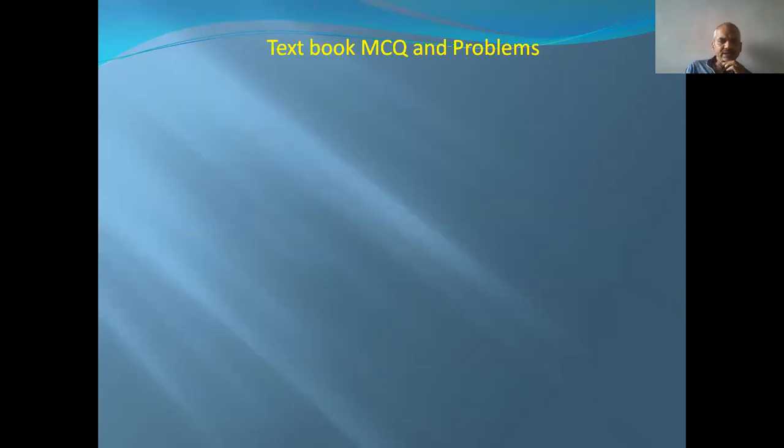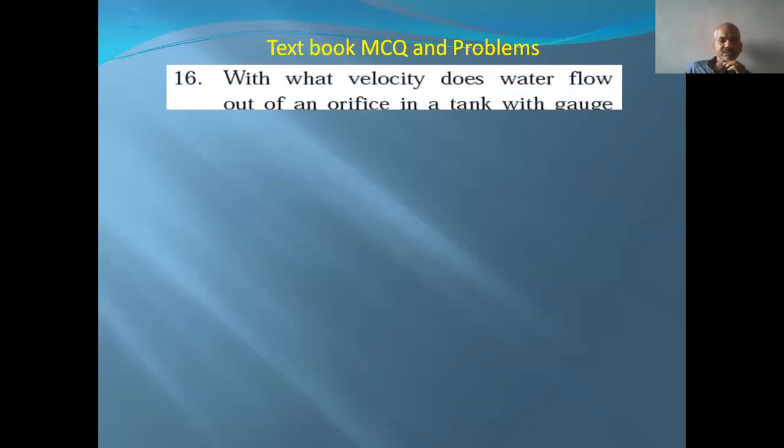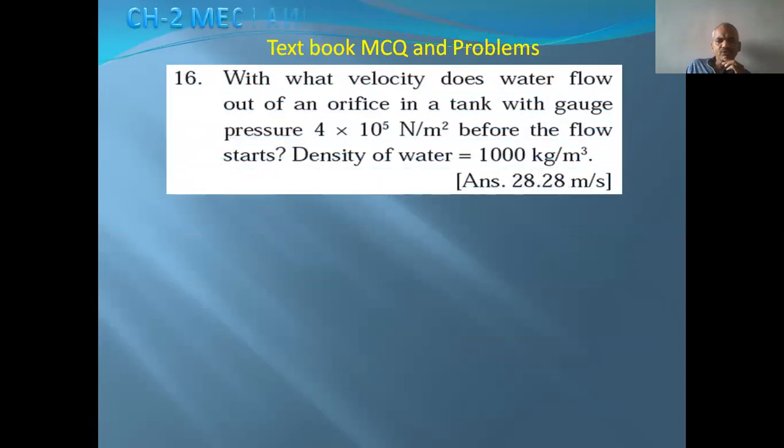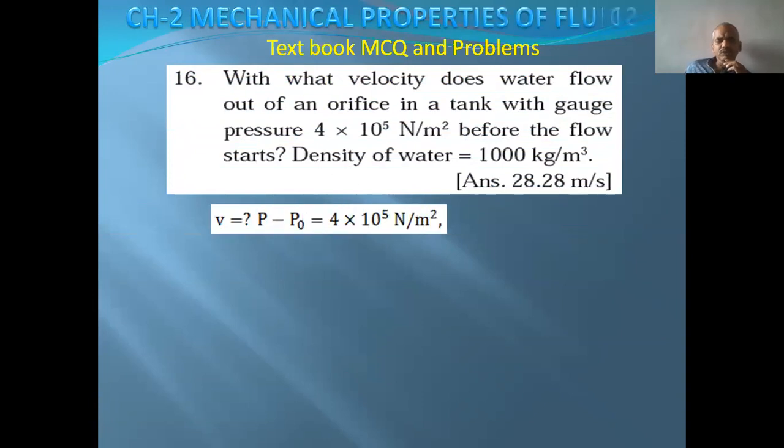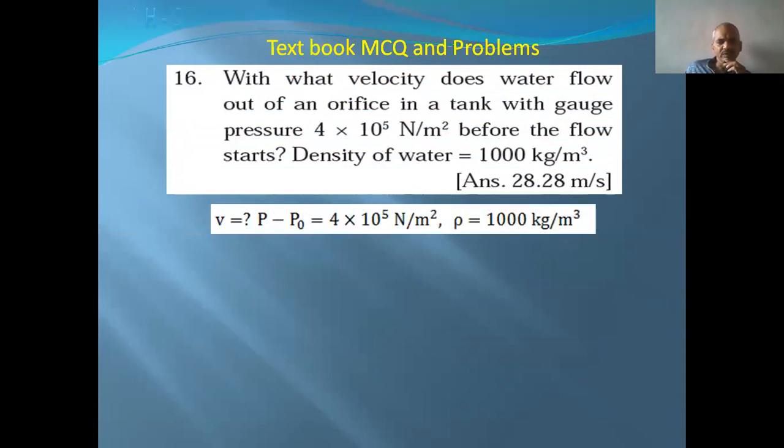Okay, now the next problem, that is the 16th number. With what velocity does water flow out of an orifice? We have to find out the velocity of the efflux, which is flowing through this orifice, with a gauge pressure of 4 into 10 raised to 5 Newton per meter square. Gauge pressure, that is P minus P0, is given as 4 into 10 raised to 5 Newton per meter square before the flow starts, and the density is given as 1000 kilogram per meter cube.